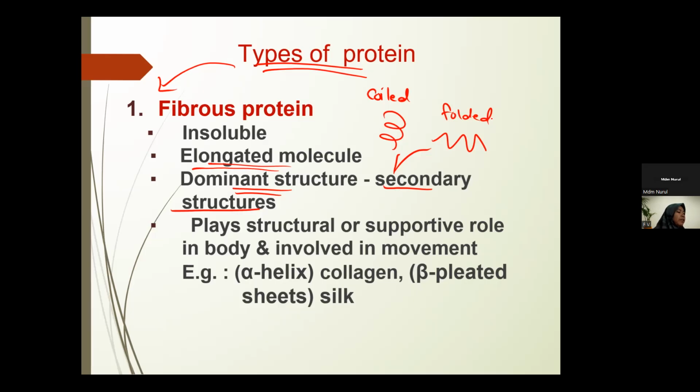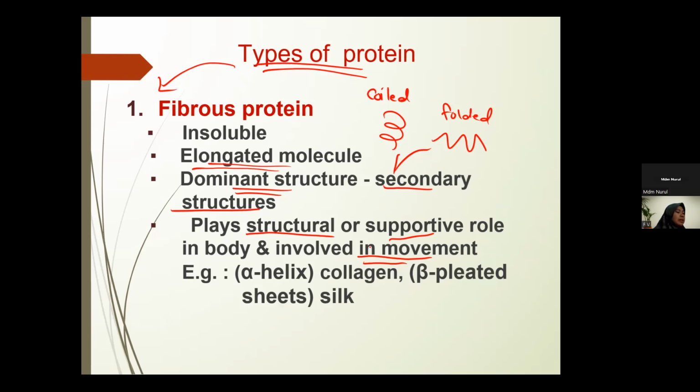So what is the function of fibrous protein? Fibrous protein plays structural or supportive role and involved in movement. So fungsi dia lebih melibatkan struktur. Maksudnya untuk membentuk satu struktur. Untuk mensupport. Apa mensupport sebenarnya? Menyokong, ya. Menyokong sesuatu struktur ataupun terlibat dalam pergerakan lah, movement.